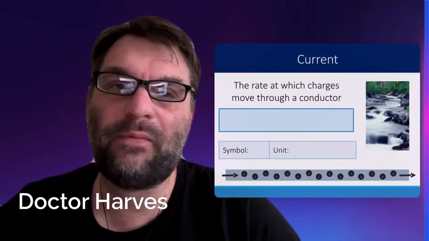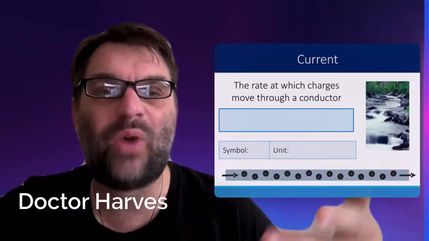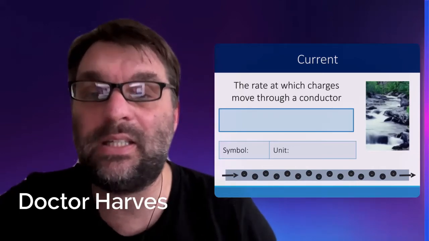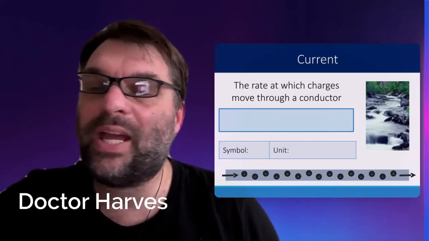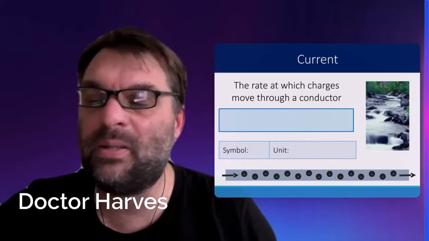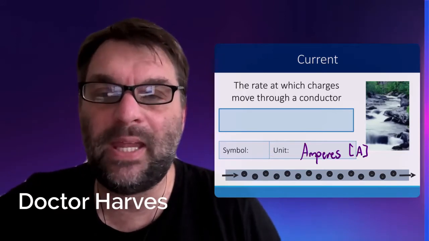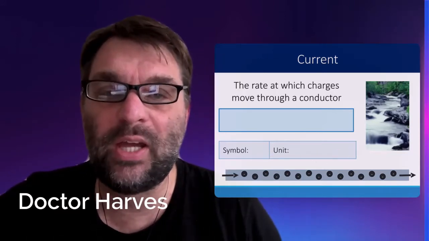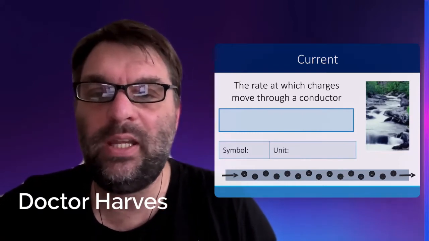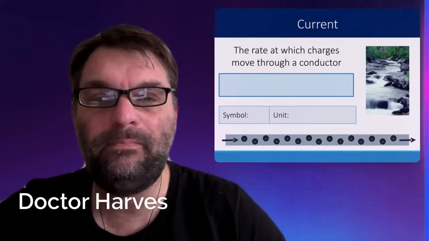So the next concept we have to look at therefore is current, and it's basically how fast, or the rate at which, the charges are moving through a wire or a conducting material. Okay, essentially the flow of electrons. And its symbol is going to be capital I, and its units are going to be amperes, which is a unit of capital A. Okay, so current is essentially Q divided by time.